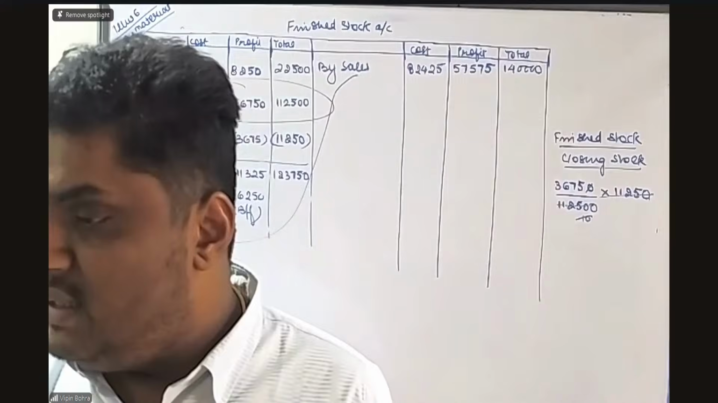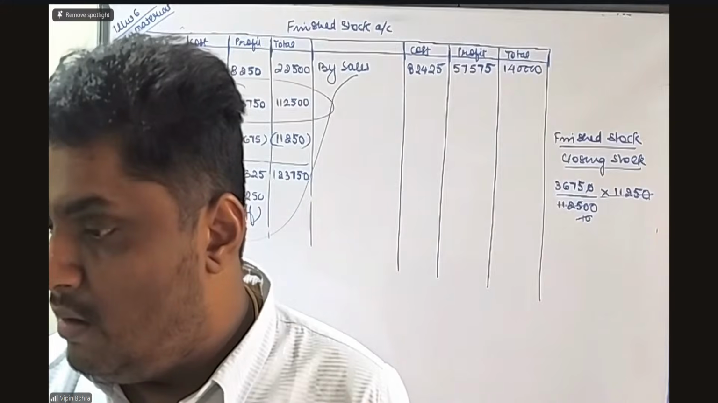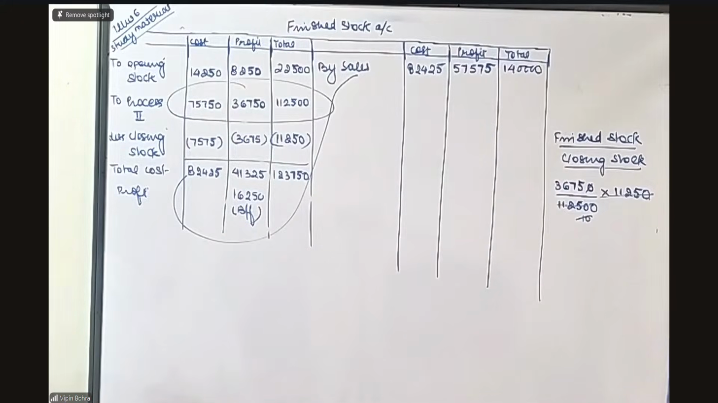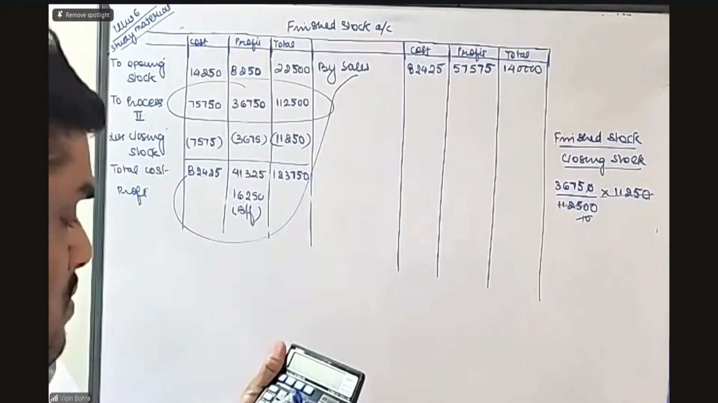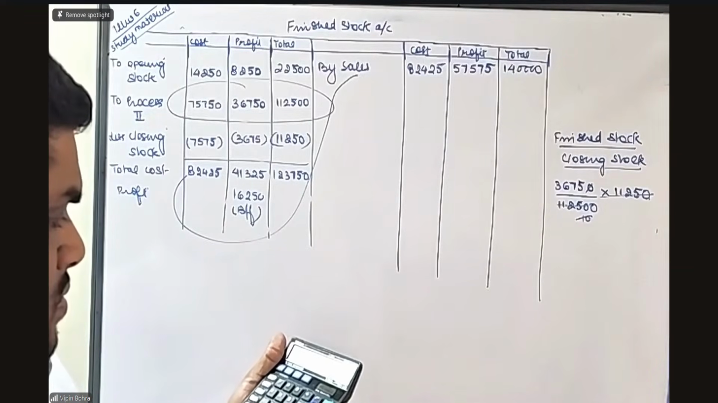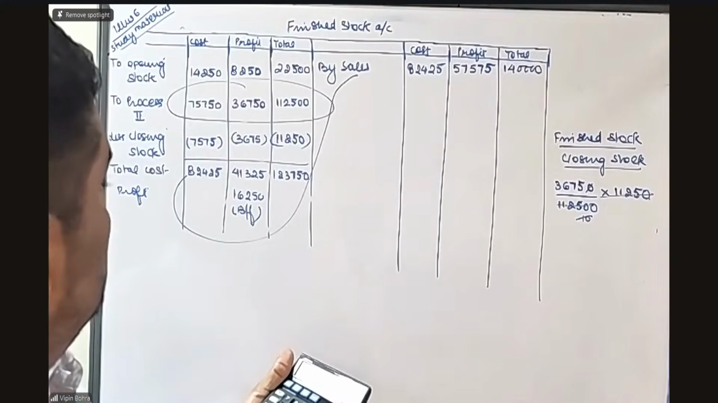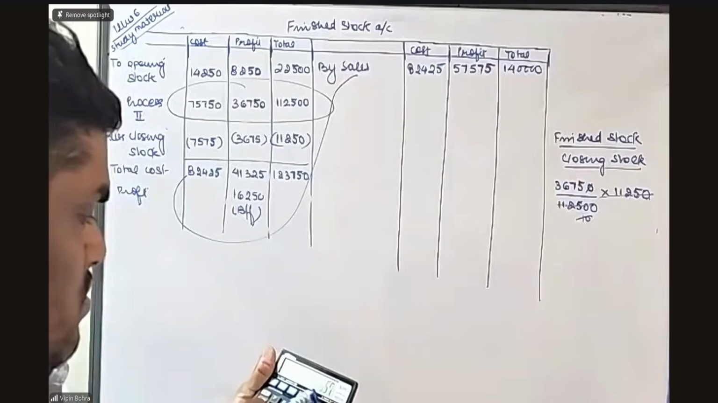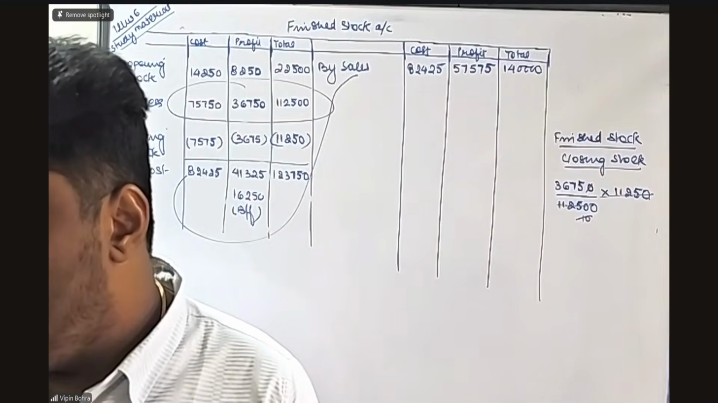Arun, I'm not getting. Can you please write in detail? I'm not getting what you're saying. So we have deducted closing stock. Pooja, I'm not getting what you're saying.